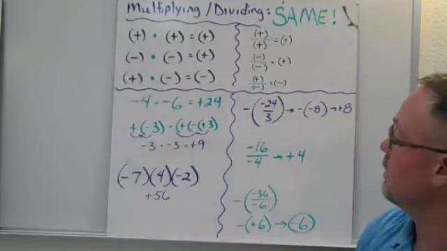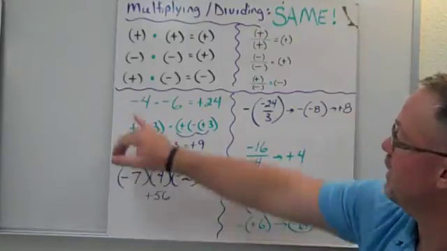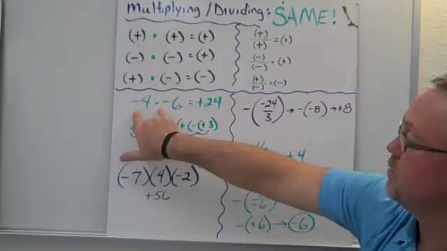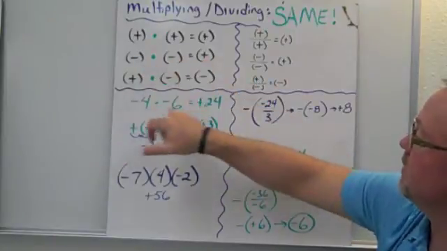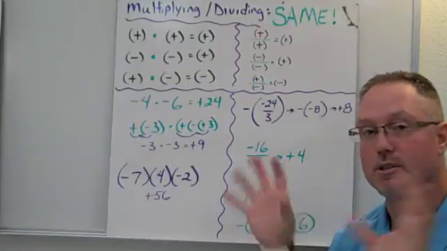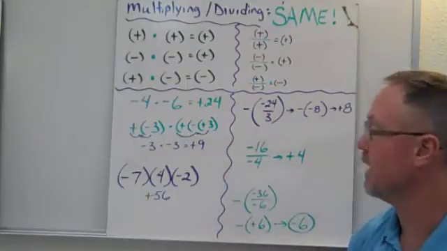But again, I've got to make sure that I have everything simplified. So if I have a negative 4 times a negative 6, I have 2 negatives. That gives me a positive. Now multiply the 4 times the 6. So take these in parts, do the signs, then the numbers as we go.